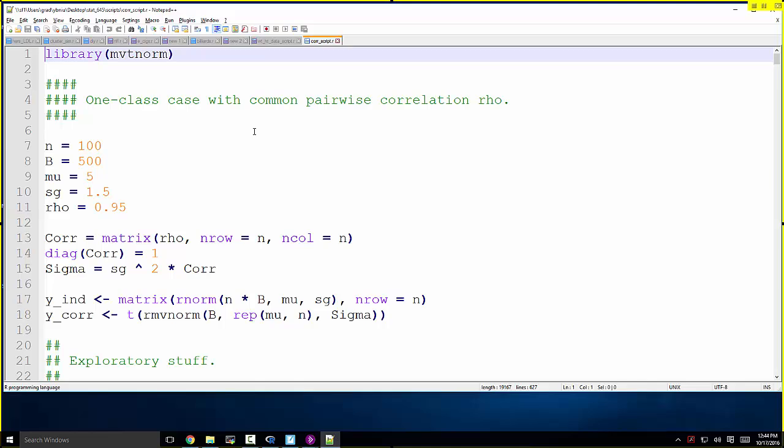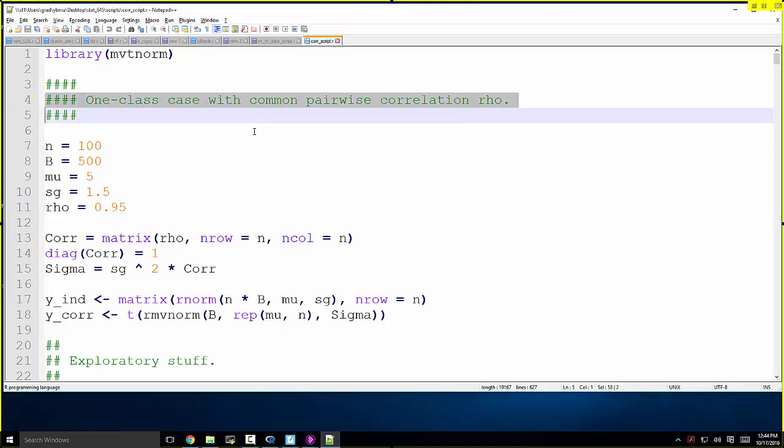So I did this on Friday. Let me redo it. I'm going to simulate a so-called one-class case. So not treatment and control, but just a single population that we want to estimate a mean for.